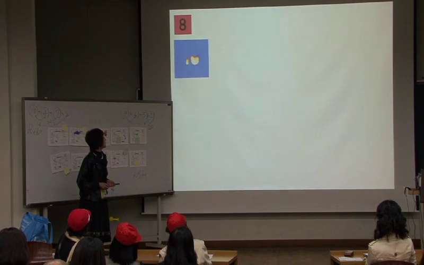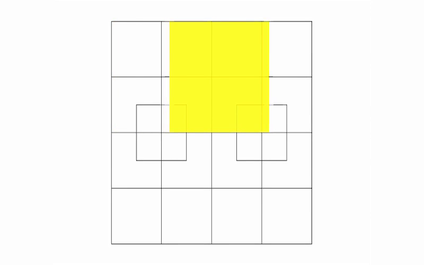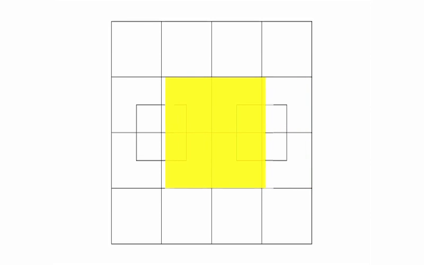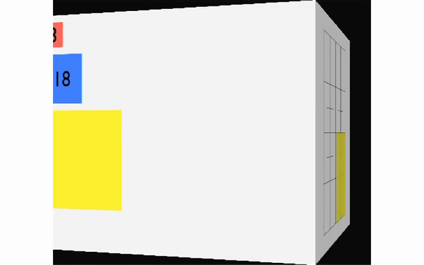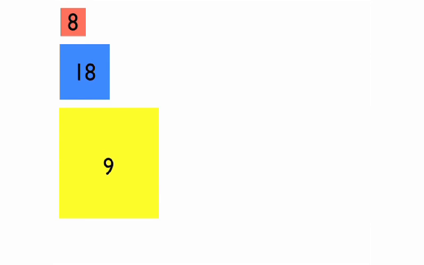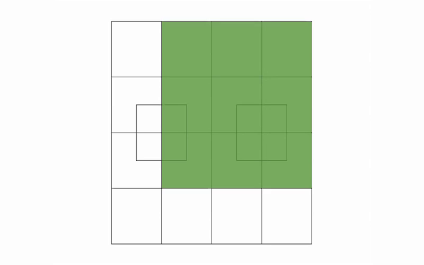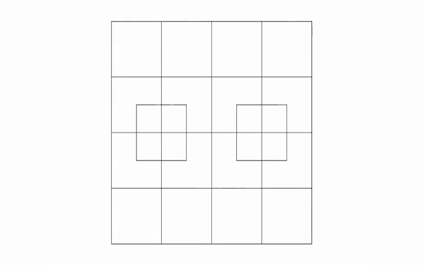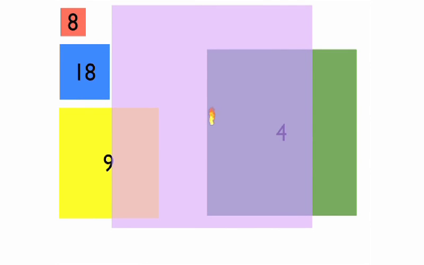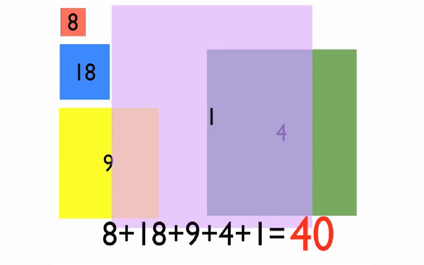Okay. Okay, we have to go quickly. 1, 2, 3, 4, 5, 6, 7, 8, 9. Good. 9. Yeah. And 1, 2, 3, 4. Good. 4. And 1. Yes. So we are doing the math. 8 plus 18 plus 9 plus 4 plus 1 equals 40.